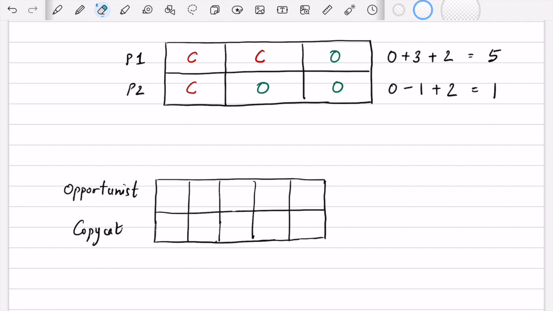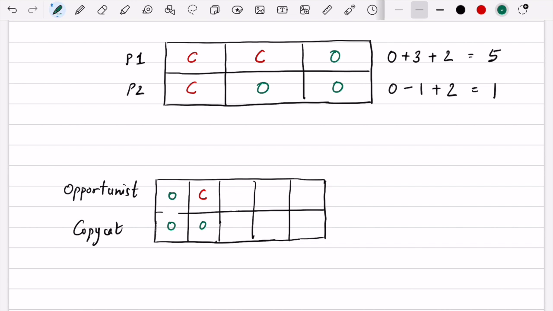So let's see how a game between these two characters would pan out. So, by the descriptions that I explained, both of them are going to cooperate in the first round. Now, the opportunist decides to cheat in the second round, and the copycat is going to copy what the opponent did in the previous round, so the copycat will cooperate.